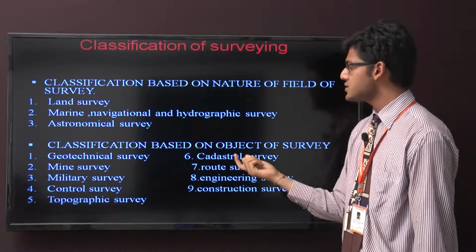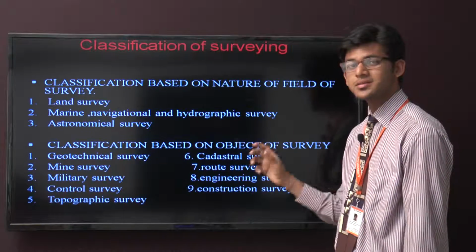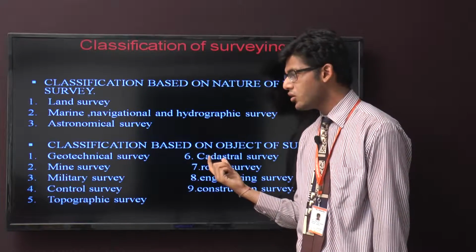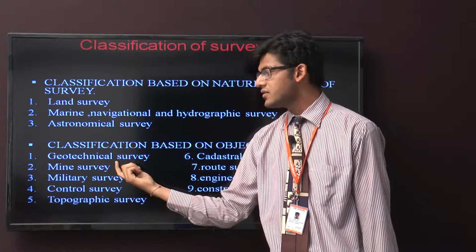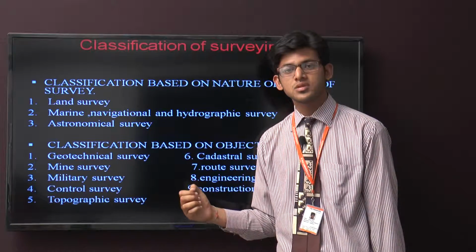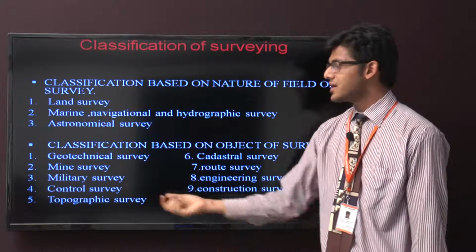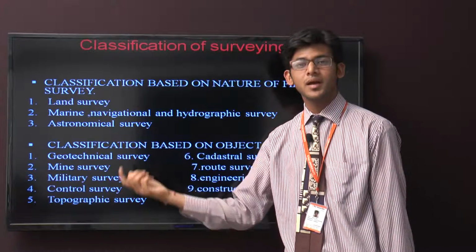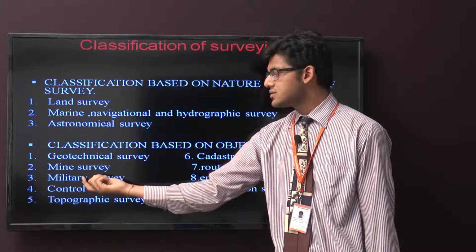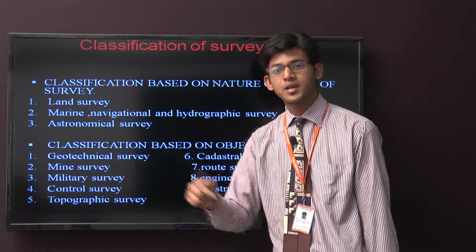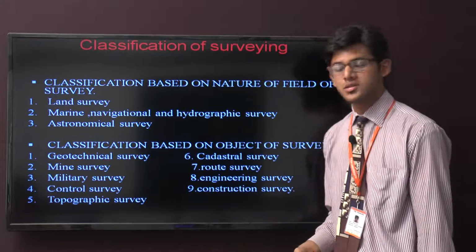Next, classification based on the object of the survey. Now what is the object of the survey? It depends. First is geotechnical surveys. We are taking some technical details from the surveying, it is called geotechnical. Second is mine survey. We are doing some mining for gold or for silver, and this is mine surveying. How does it work? We are just taking the land and its marks into consideration.